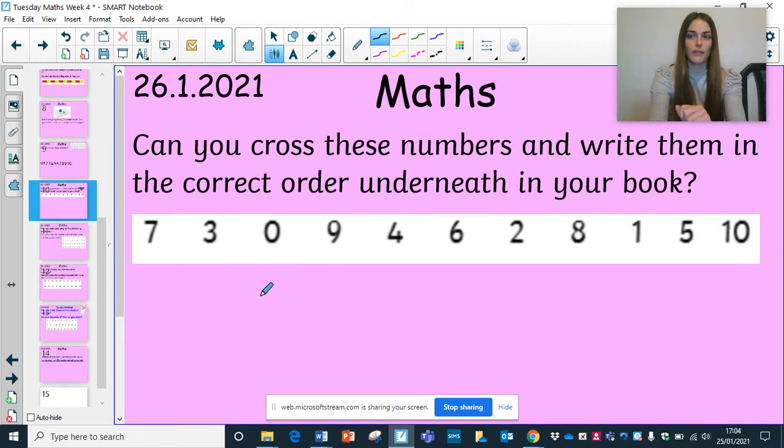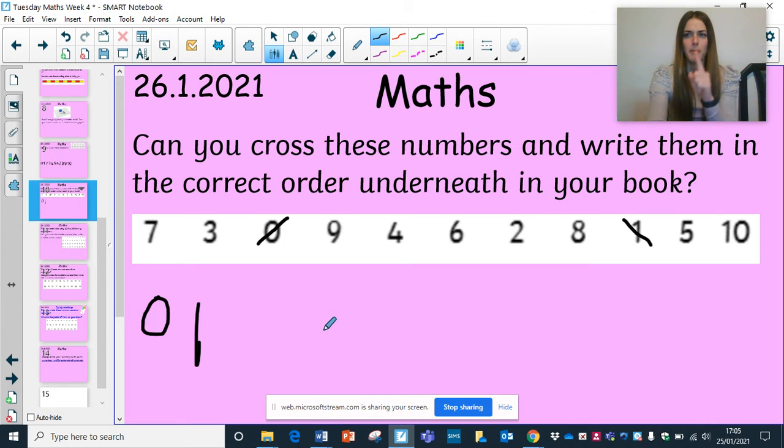Hopefully you're shouting at me 0. If you are, brilliant. So I cross out the number 0 and then I can write it down here. What number comes next? Excuse the pen, it's very tricky to write on here. Hopefully you're shouting out 1. So if I know the number 1, I cross it out and write the number 1. Oh, that's a very big one.